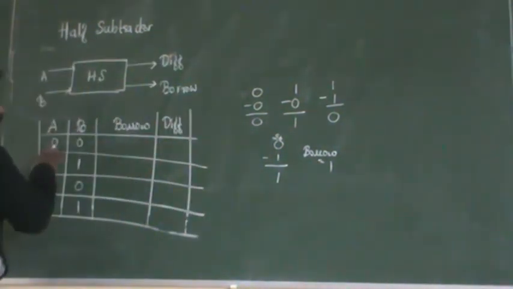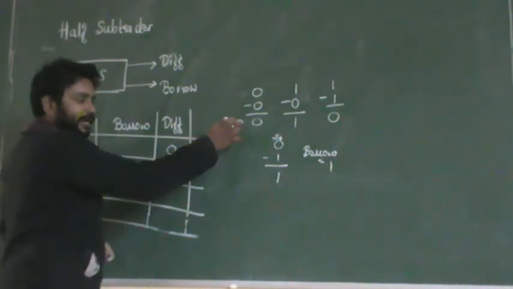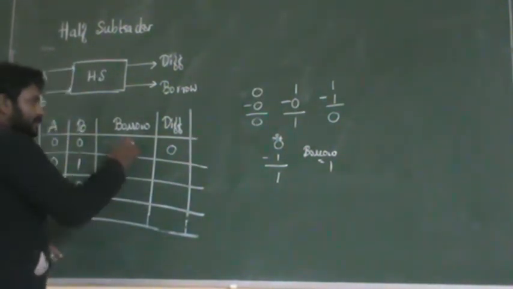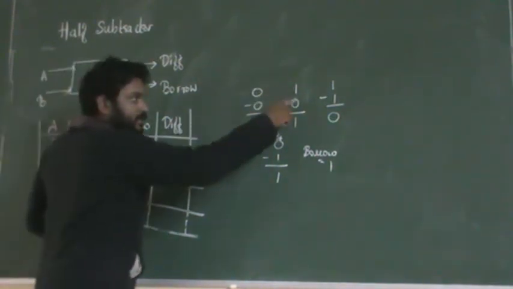So 0 minus 0 is what? It is 0. And are you taking any borrow here? No, you are not taking, so therefore borrow is also 0. I'll come back to this combination a little bit later. So 1 minus 0. 1 minus 0 is 1.